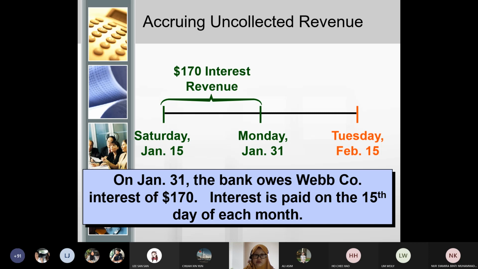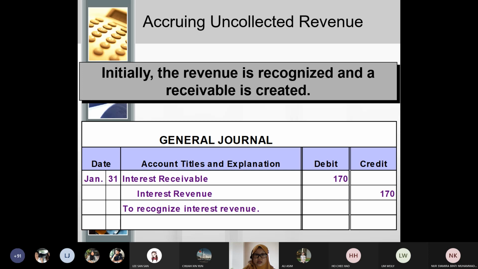But the interest revenue is not received yet. Interest revenue will only be received on the 15th February. But 170 is already earned, because it's already January 31st. Alright, so to record this interest, it will be called interest receivable because it is earned already, but haven't been received yet. So you will receive in future. So receivable means that you will receive in future.